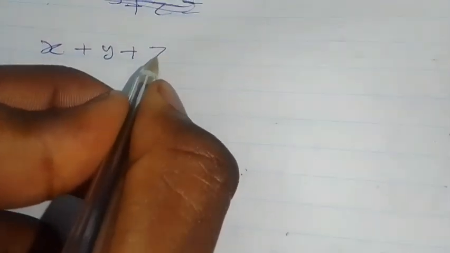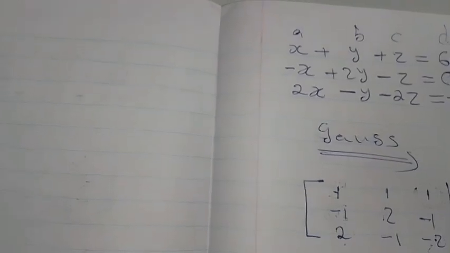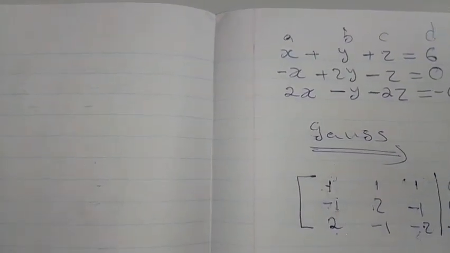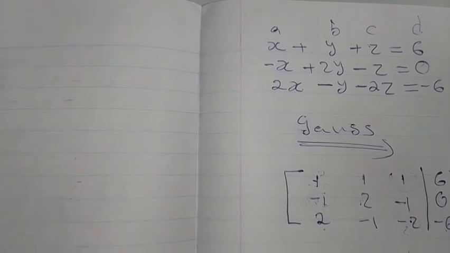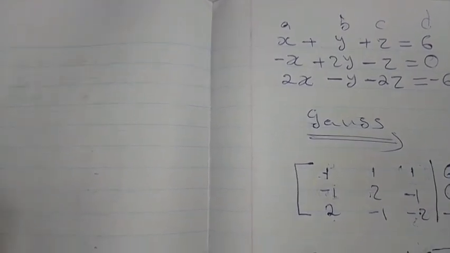Okay, so now let me recopy the equation here. So I have x plus y plus z equals 6. And then minus x plus 2y minus z equals 0. And then we have 2x minus y minus 2z equals minus 6.